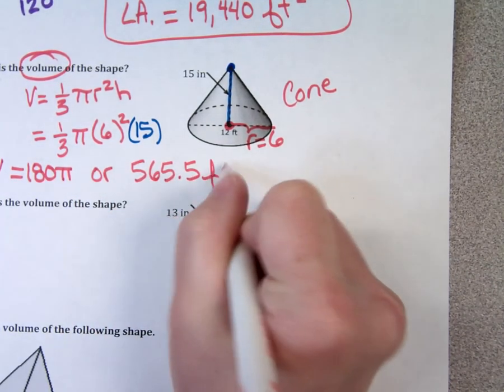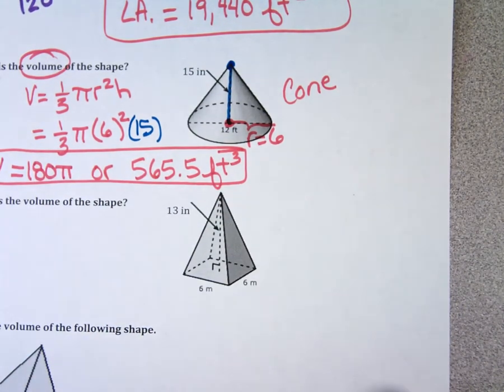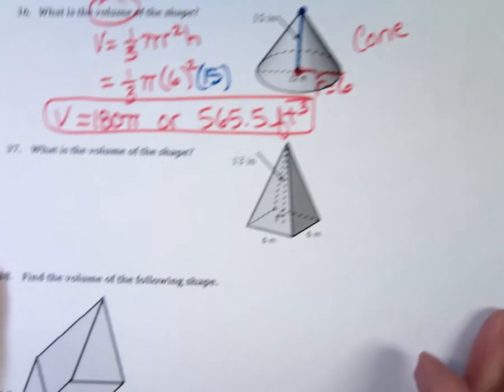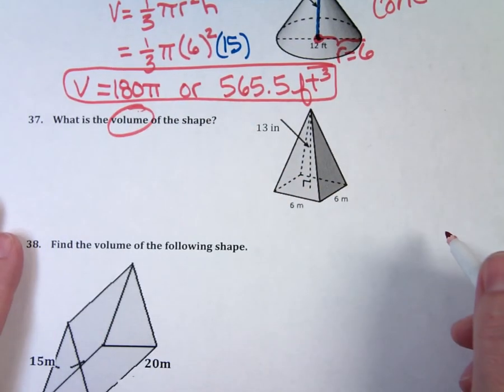Now, volume is feet cubed. Volume is cubic units. Okay, next one. I want the volume of this shape as well. So what shape is this?